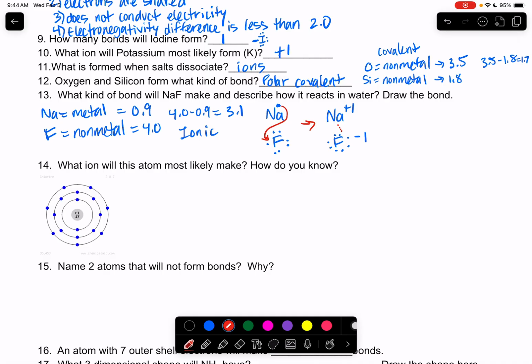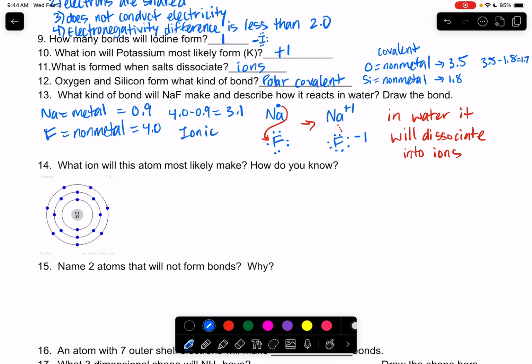And how it reacts in water is, because it's ionic, when in water it will dissociate into ions. So it'll break up into the Na plus and F minus ions. Alright, so let's go to the next one.